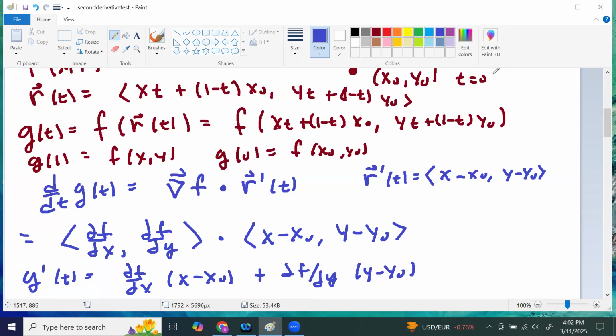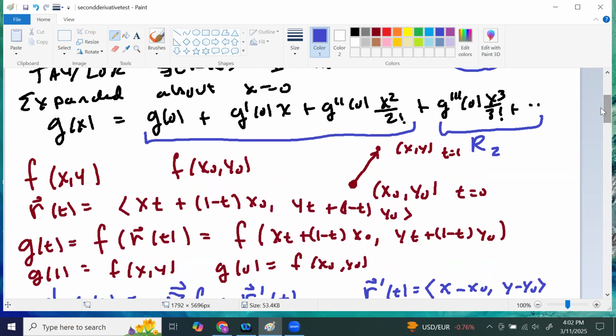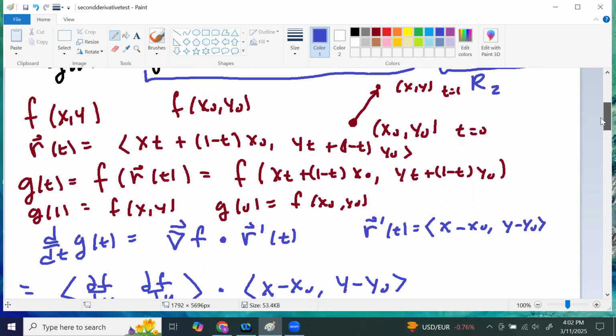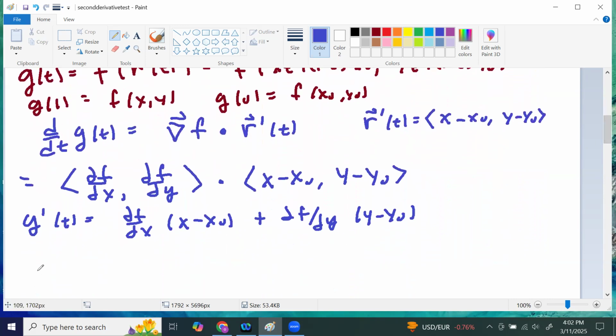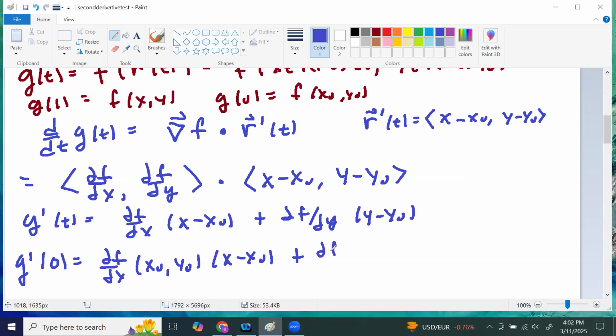But remember, when we go to plug into the Taylor series of one variable, we have to plug in the 0 here. And remember, our g of 0 is going to give us the inputs x naught, y naught. The same thing applies here. So g prime of 0 is going to be the partial of f with respect to x, evaluated at x naught, y naught, times x minus x naught, plus the partial of f with respect to y, evaluated at x naught, y naught, times y minus y naught.